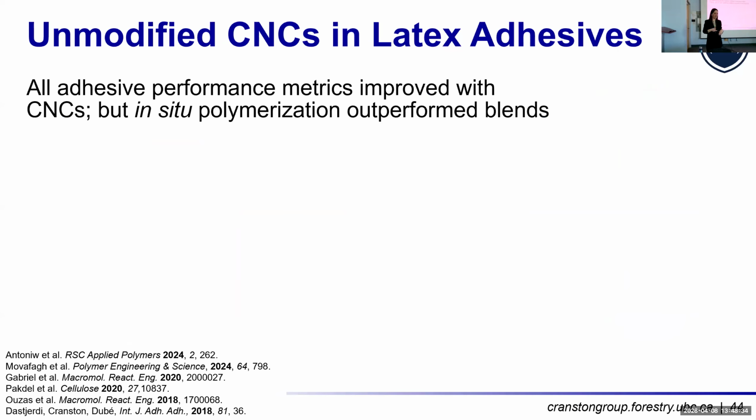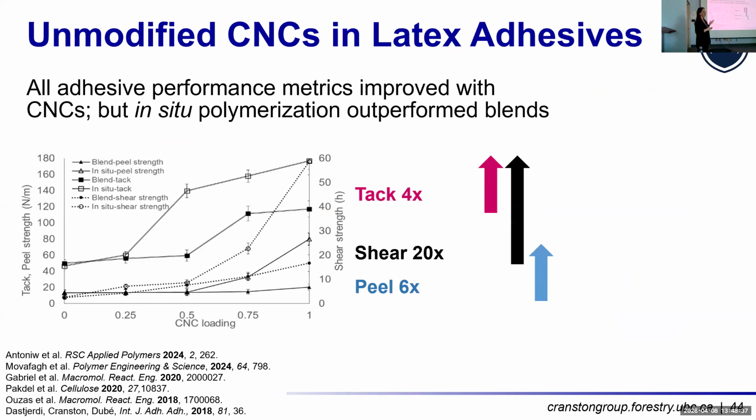And to make a long story short, all the properties improve when we put cellulose nanocrystals in there. So tack and peel and shear, they all go up as we add cellulose. So that's great for us. The shear, the cohesive, goes up a lot, like 20-fold, and the tack and peel pretty good. And this is really, really uncommon. Normally, when you add something to try to make adhesives stickier, they become less cohesive and vice versa. So one additive that improves both properties was pretty exciting. And there's also low loadings, which meant it was a cheap additive for our industrial partners to move forward with.